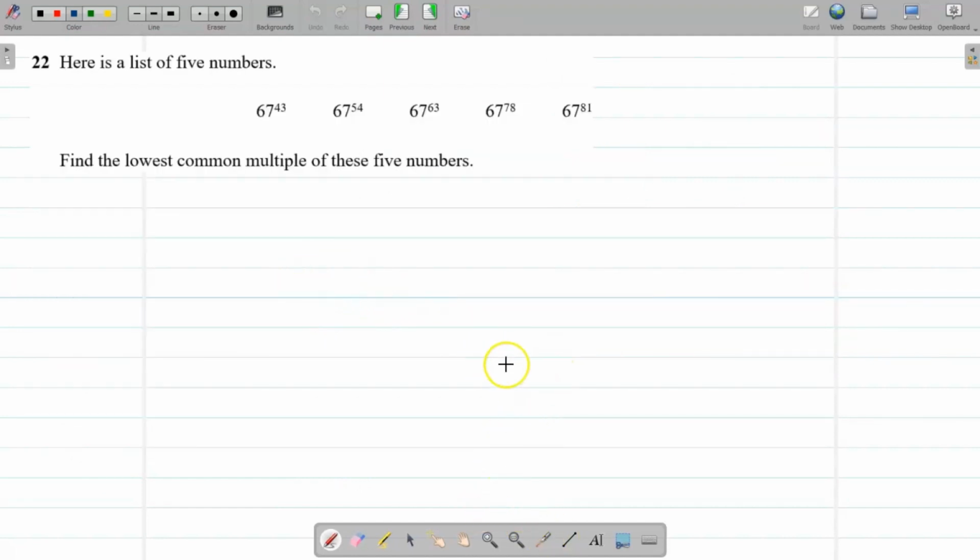Now for this question, you've just got to understand how powers work. Basically, you've got to find the lowest common multiple of these numbers. All of them will divide into 67 to the power of 81. That's the answer. For example, this one here would be 67 cubed times 67 to the power of 78 to give you that, and so on.